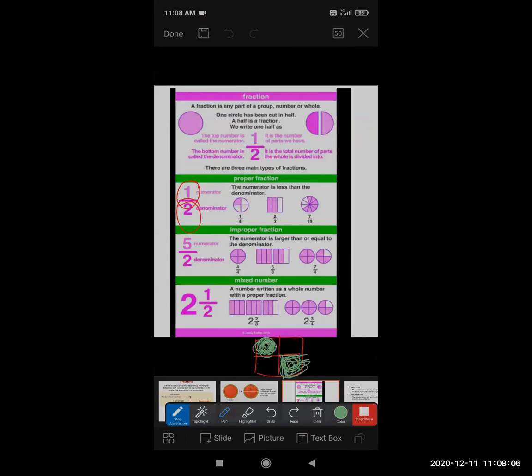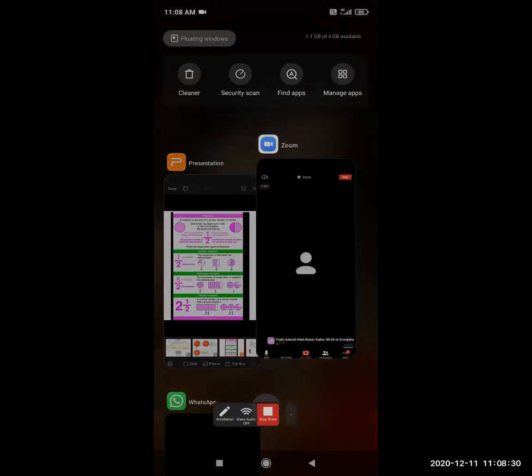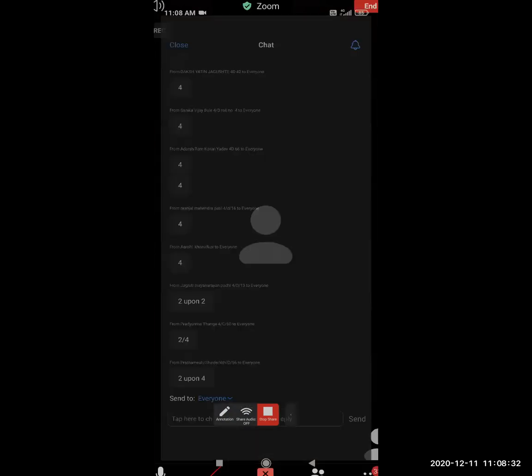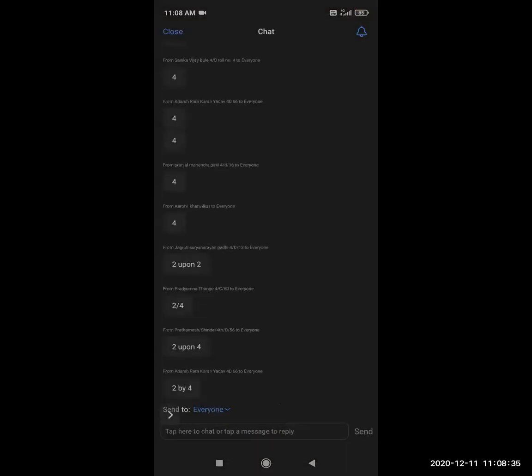So tell me how we will write the fraction in this concept. Now I want the answer from you. In the proper fraction, which number will come here? What is the numerator and what is the denominator? Yes, I'm waiting for the answer in the chat box. Tell me what answer will come. Very good. 2/4. 2 by 4. Very nice.